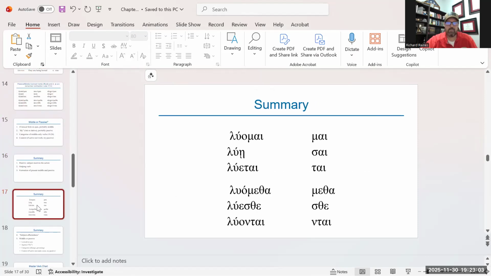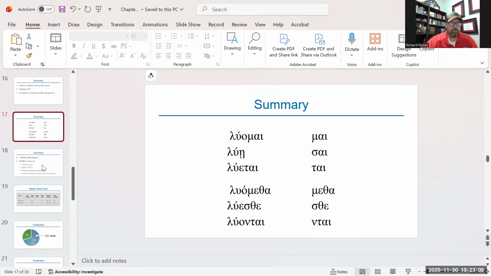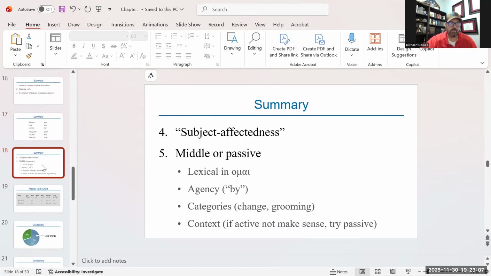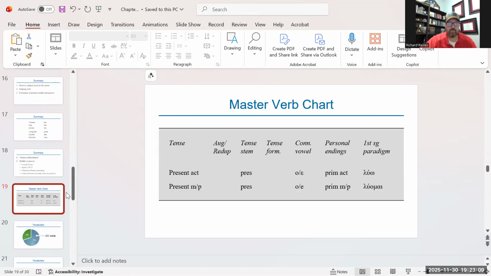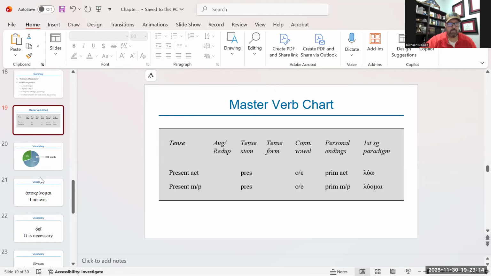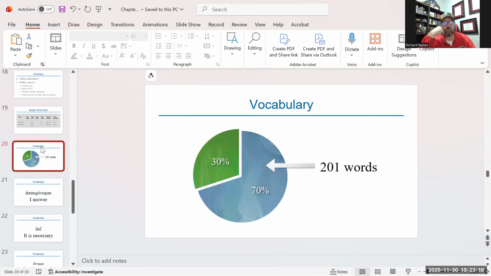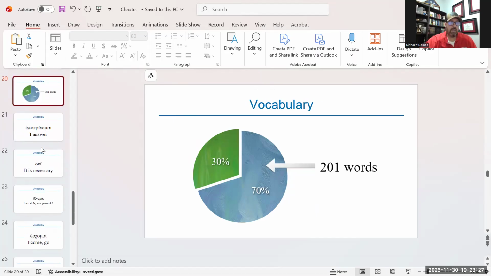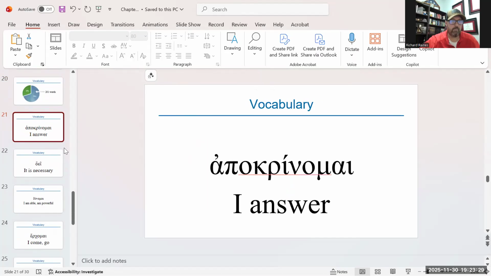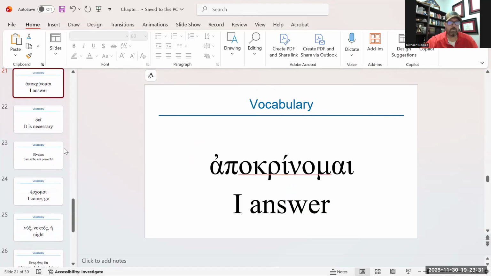Summary, we're going to skip that. There's the paradigm. We talked about subject effectiveness. Again, this is one of his master verb charts that he loves to show. And after you learn this section, you'll have learned 201 words. So congratulations. All right, let's look at the vocabulary. Pull the charts up here. All right.